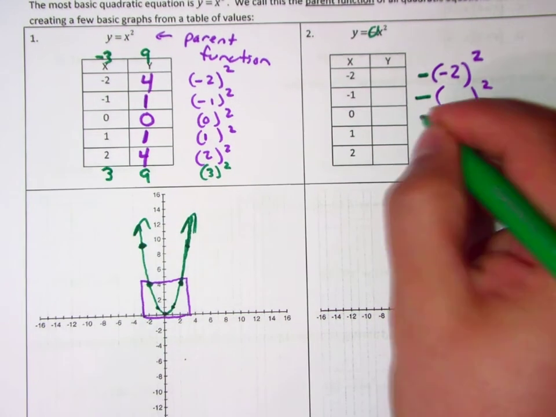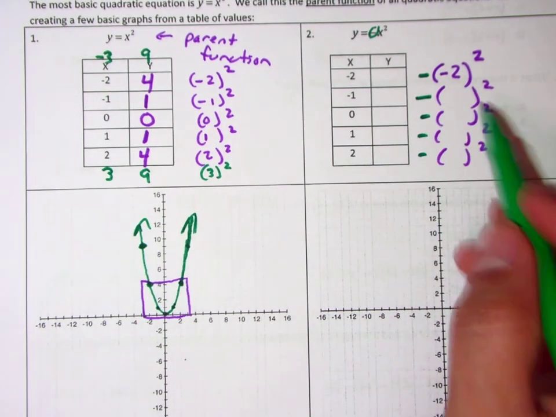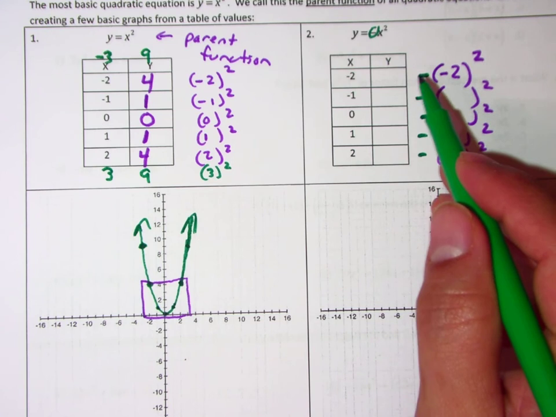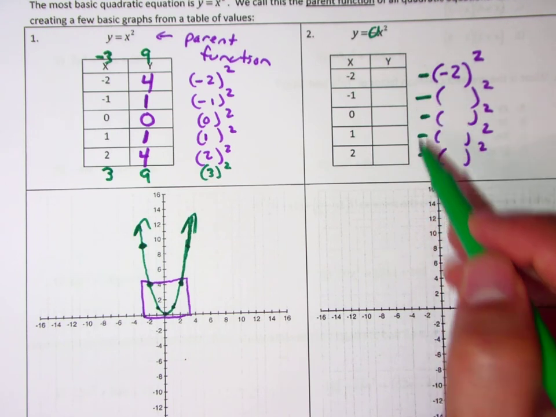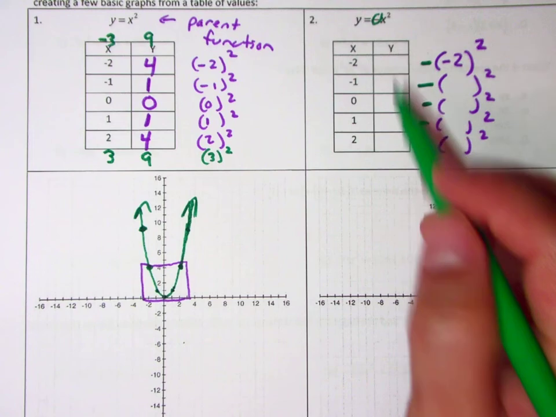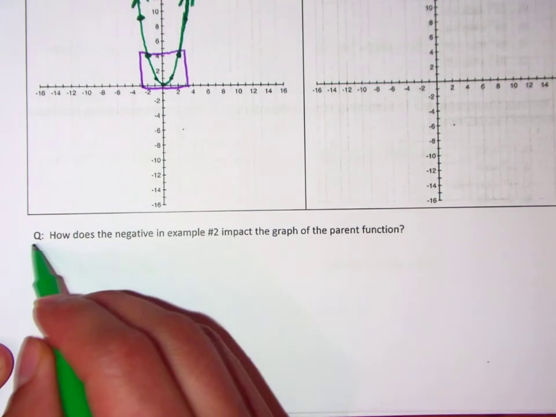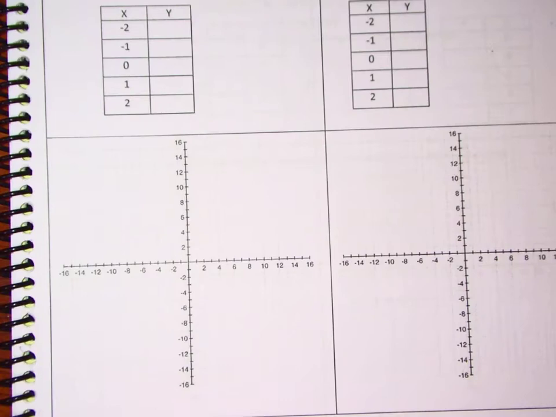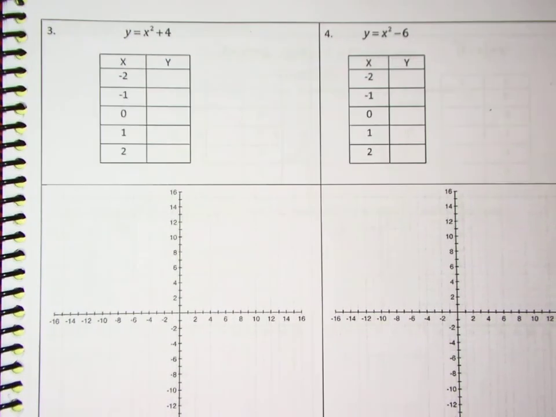So if you're plugging in the values correctly, you put them into the parentheses, you square them, and then whatever you get, you're going to multiply by -1 to get your final answers here. Okay, so you guys will fill that in and then draw the graph on your own, and then you will go ahead and see if you can understand and answer this question here. Okay, let's go on to number 3. Let's try number 3.